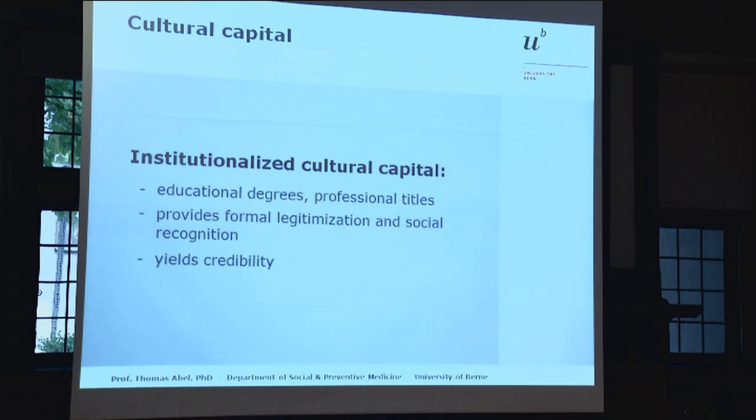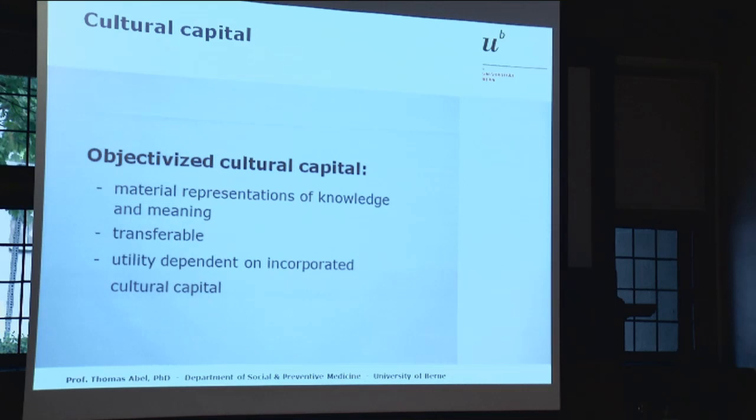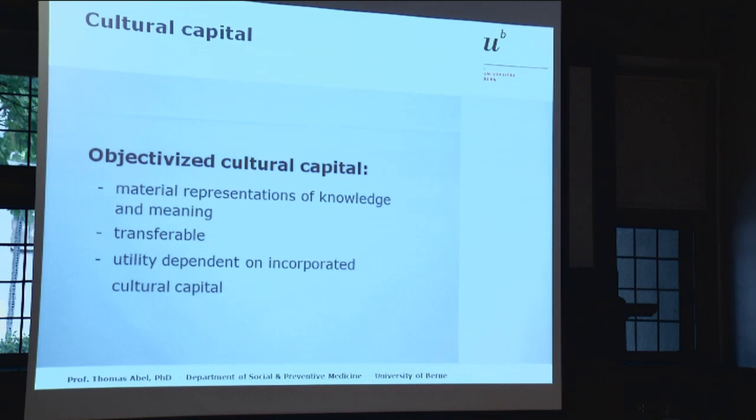So, objectivized cultural capital. It's like this thing here. It's a laptop, a book, an object where there's actually culture in it. It's not just technical advancements. It's actually culture that's in there. So, it's material representations of knowledge and meaning. Objectivized cultural capital, that's good. It's transferable. I can give this book to you, and you have it. Other forms are not as easy.